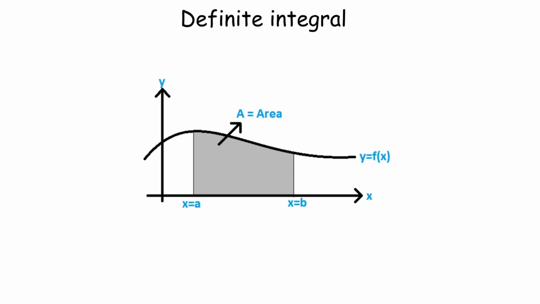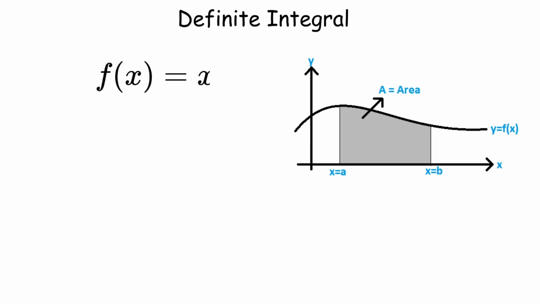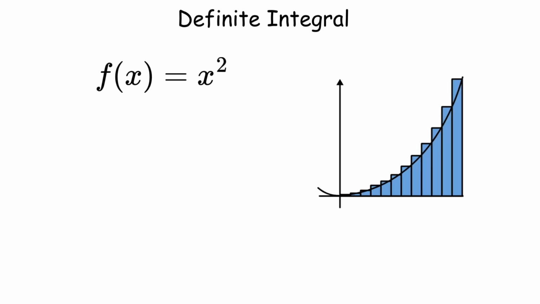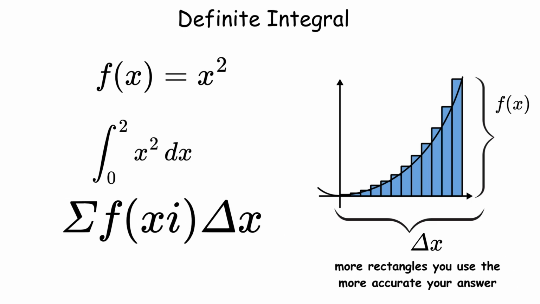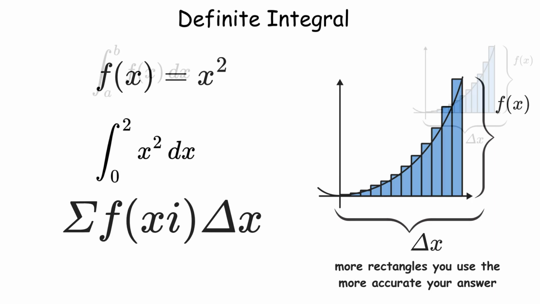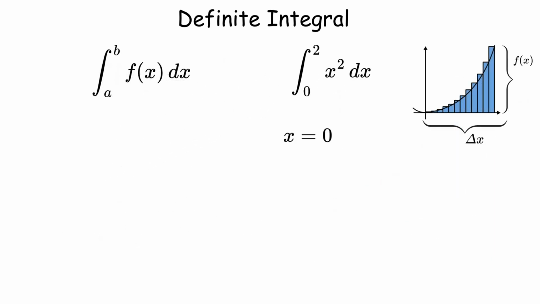Definite integral to find the area under a curve, you take a function like f of x equals x squared and divide the region into rectangles, then add up all their areas. So for the integral, you get rectangles with width delta x and height f of x, giving you the Riemann sum. But the more rectangles you use, the more accurate your answer. So we take the limit as delta x approaches 0.